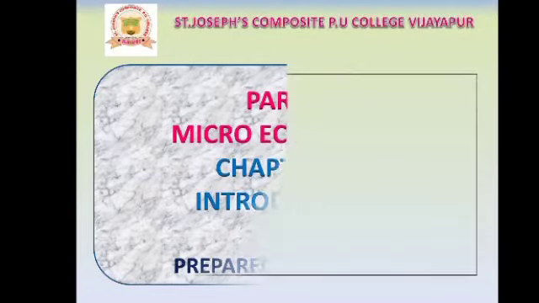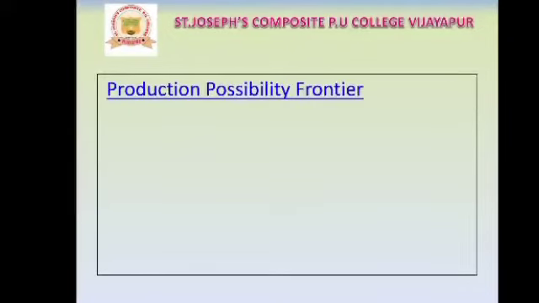we are going to deal with the production possibility frontier. The production possibility frontier helps to solve the central problems of an economy. They are what to produce, how to produce, and for whom to produce. Then in detail, we'll discuss what this production possibility frontier is.